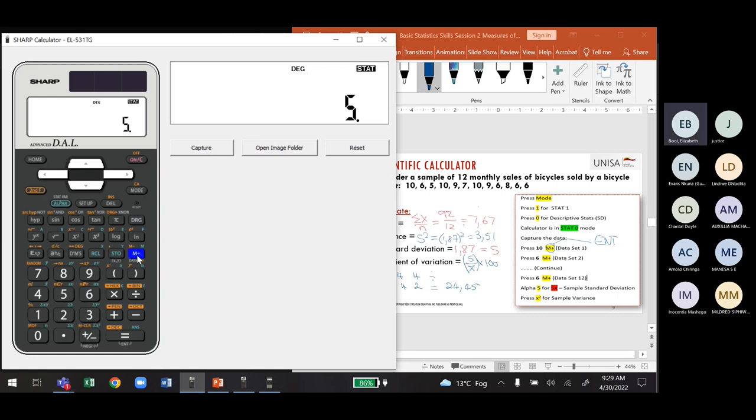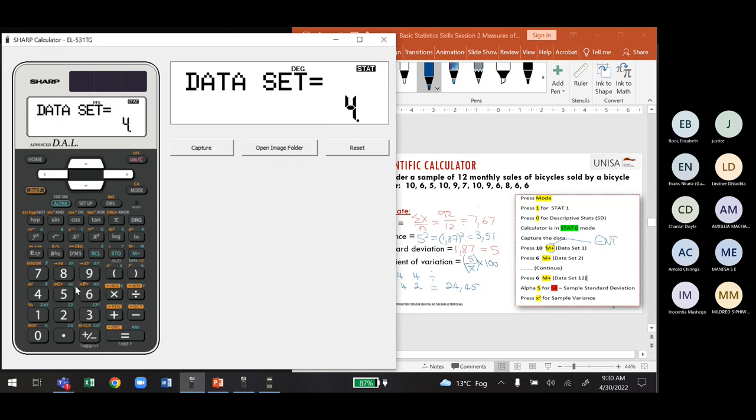6 M plus, 5 M plus. You can see that the M plus is there, eh? Not the M plus that I'm talking about, the plus five. Sorry, Sis Lizzie. Yes, we started by entering 10, then 6. Yes. Okay, thank you. Then 5. Then 10.